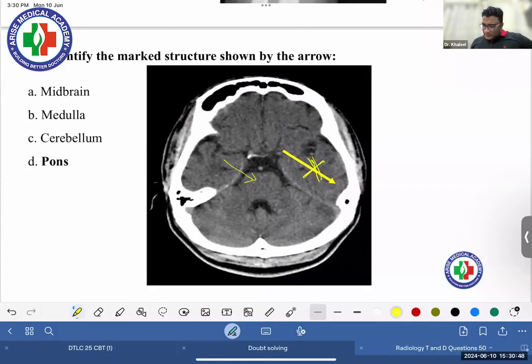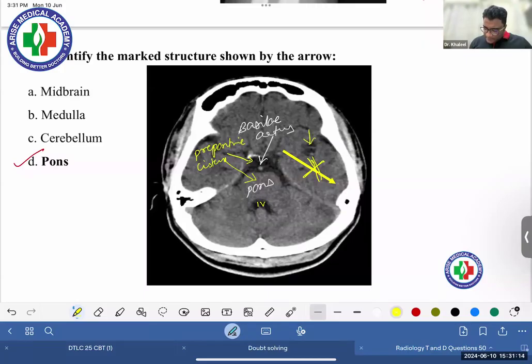What did you answer for this? You can see here, this is the basilar artery. So if you identify the basilar artery, this structure here is the pons. So this anatomical landmark is the pons. By identifying the basilar artery, you know the structure is the pons. If you identify the pons, this is the fourth ventricle, and this CSF space is the prepontine cistern.